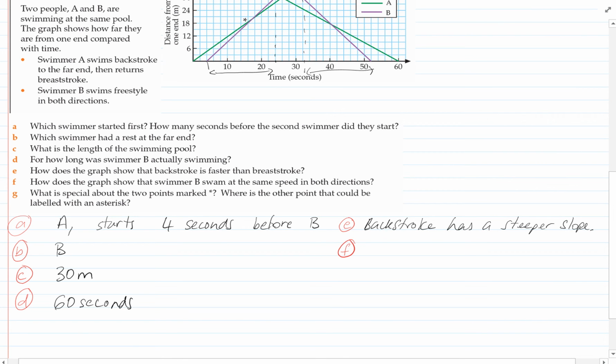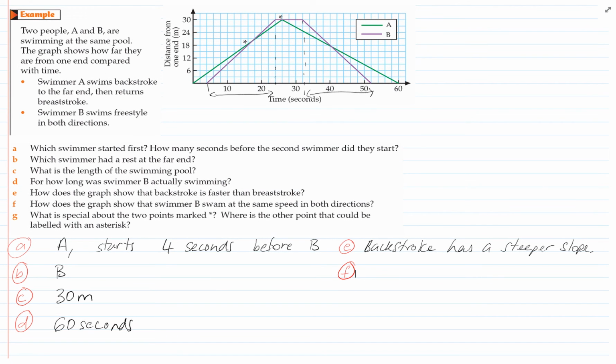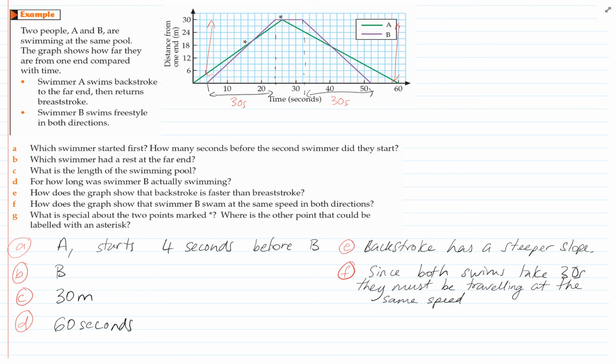Question F, how does the graph show that swimmer B swam at the same speed in both directions? Well, that's because that bit there is 30 seconds, and that bit there is 30 seconds, and so because they're travelling the same distance both times, that means that they're travelling the same speed. So since both swims take 30 seconds, they must be travelling at the same speed. There we go. Okay, and finally our last question.